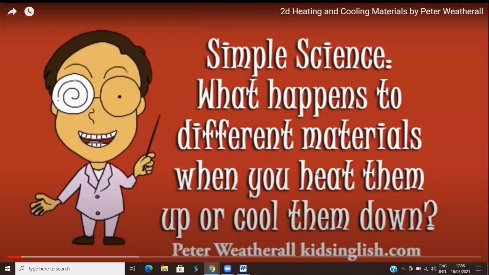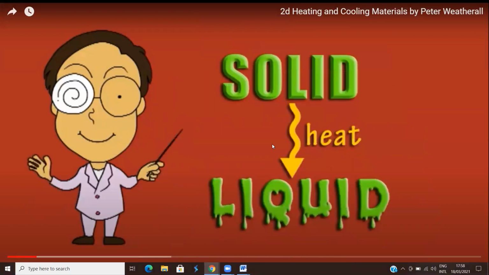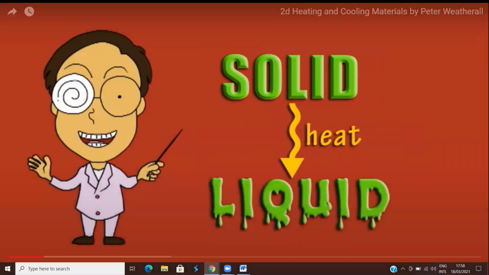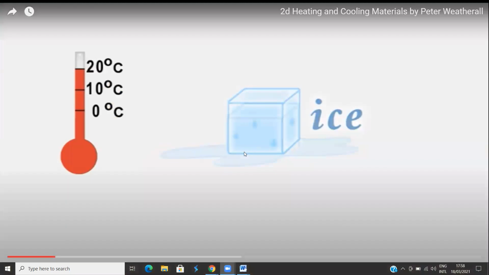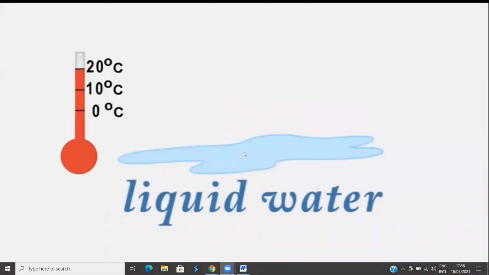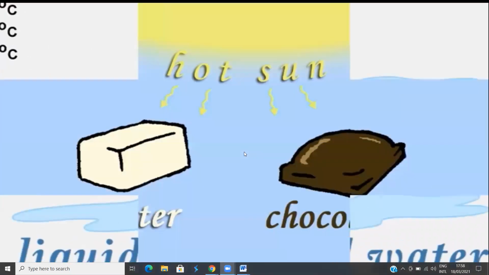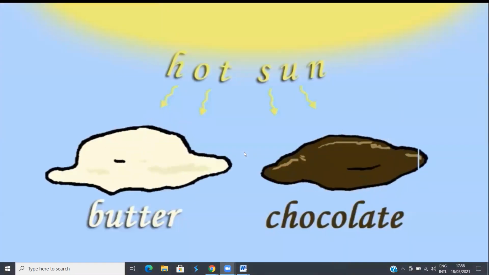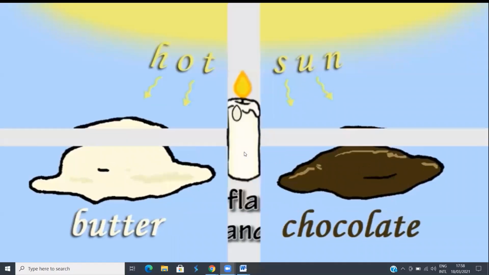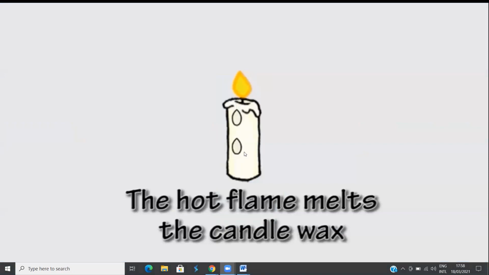To different materials when you heat them up or cool them down. Some solids melt and become liquids when they are heated. For example, ice will melt into liquid water if you leave it at room temperature. Chocolate and butter will grow soft and melt if they are left sitting in the hot sun. And wax near the flame of a burning candle will melt and drip down the side of the candle.